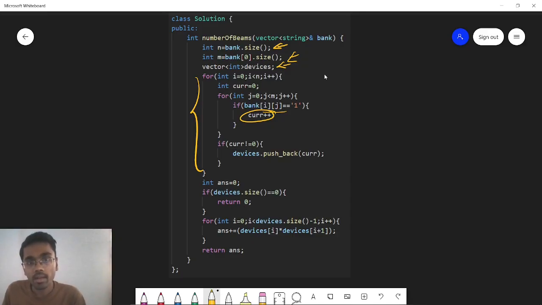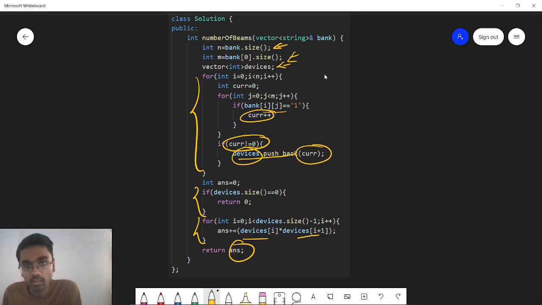In the end, if we find that this particular row has some number of devices, only then will we push that number of devices into our devices vector. Otherwise we will not push, if the particular row has no devices. Then we will iterate over this devices array and find the total number of lasers by multiplying each ith index with the I plus 1th index. In the end we will just return the answer.